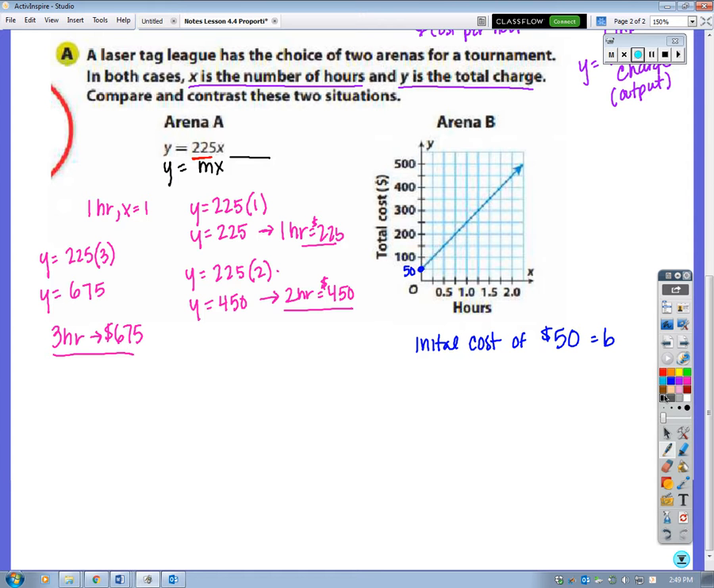So our equation here is going to be y equals something, we don't know what our cost per hour is, x plus 50. So no matter how many hours they play, it's going to cost at least $50, okay? For like, I don't know, maybe an equipment fee or something. And then let's go ahead and compare the same amount of time that we put in for Arena A. So let's look at 1 hour. So at 1 hour, this is going to cost $250. So 1 hour equals $250. Then 2 hours, we'll just go up here. Looks like $450.